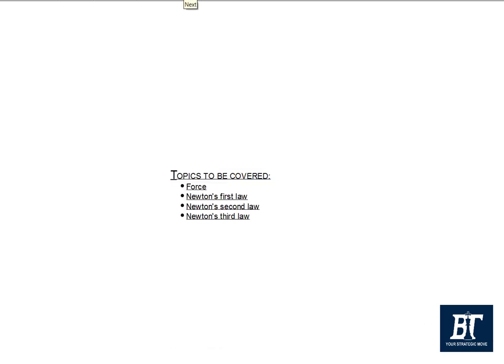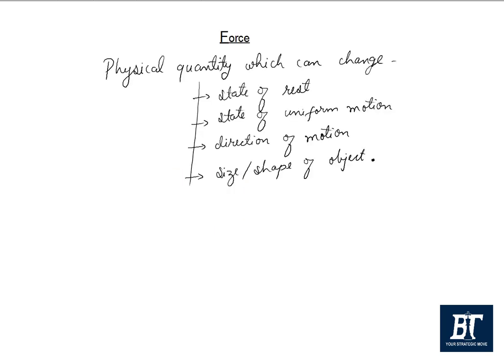This is our lecture number 5, and in this lecture we are going to learn about Newton's laws of motion. The topics that we are going to cover in this lecture are force, Newton's first law, Newton's second law, and Newton's third law. Let us begin with the definition of force.